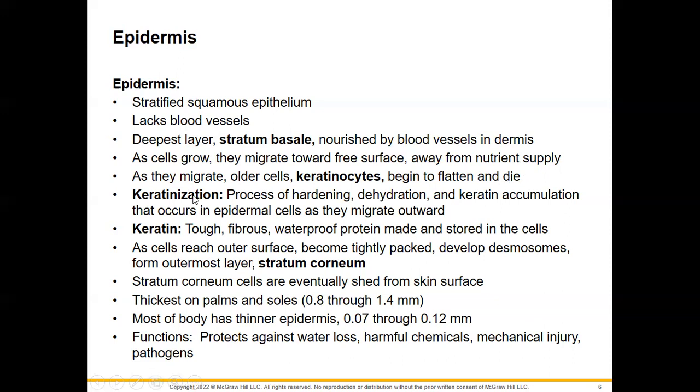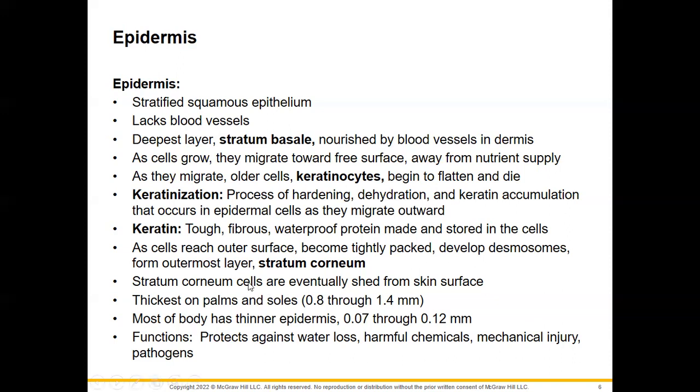So keratinization. Keratinization is the process of a cell becoming harder, starting to dehydrate and accumulate more and more keratin inside the cell. As these cells migrate from the stratum basale to more superficial layers, they will add more and more keratin, and because of that, they'll start to harden and dry out, and that is also going to help them die and become the cells that we know of as the skin, or what we see as the skin.